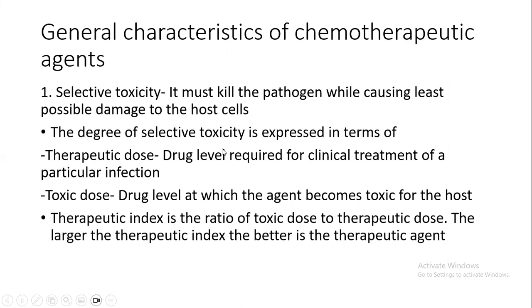The degree of selective toxicity is expressed in terms of therapeutic dose. So therapeutic dose is basically the drug level which is required for clinical treatment of a particular infection, while toxic dose is the drug level at which the agent becomes toxic for the host. Therapeutic index is the ratio of the toxic dose to the therapeutic dose, and the larger the therapeutic index, the better is the therapeutic agent.